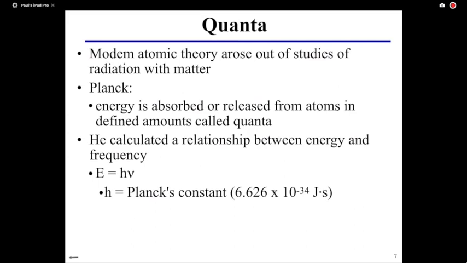The value was defined by this equation. The energy is equal to some constant number times the frequency. And this constant number is Planck's constant. Now, conversion factor. Need to memorize this one. 6.626 e to the minus 34, and the unit is joules times a second.